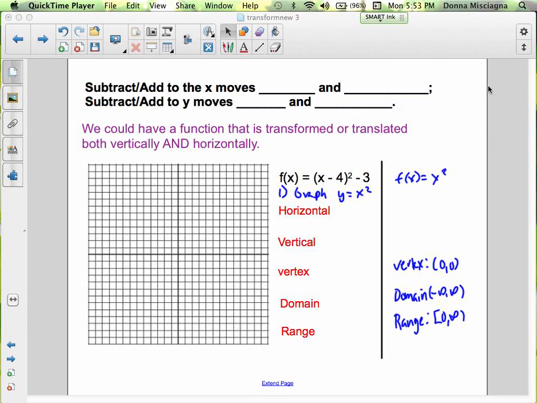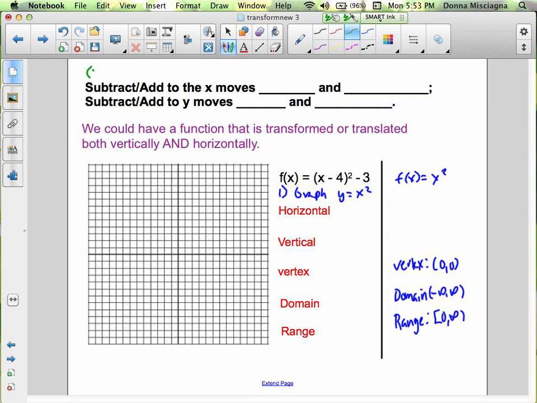So a little reminder, when we subtract or add to x, we're going to move horizontally. So if it's subtraction, we know that's really x minus a positive c, right? Because the negative is already in the equation. So that's going to move the graph to the right. If we see addition, that's really x minus a negative c, and that's going to move the graph to the left.